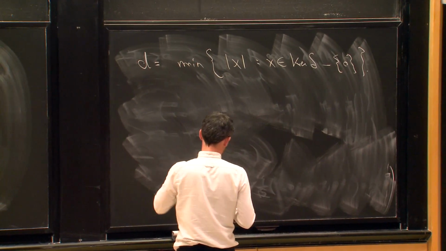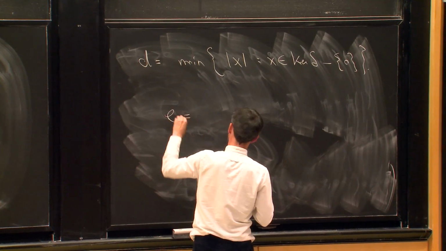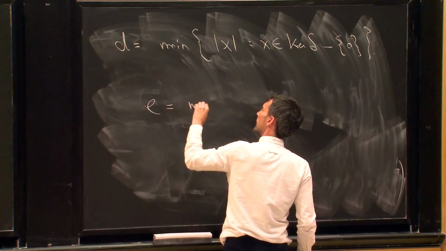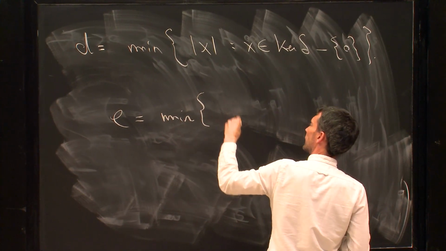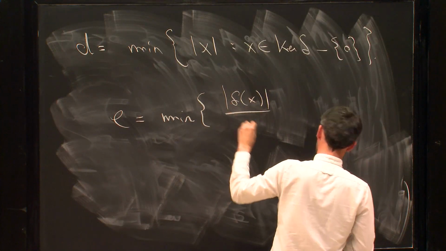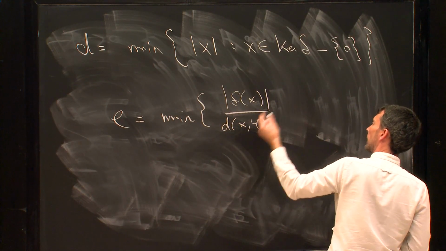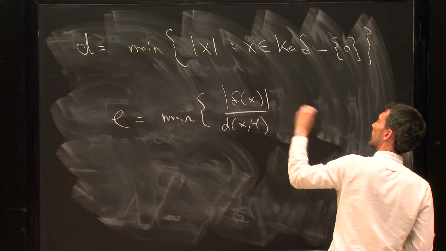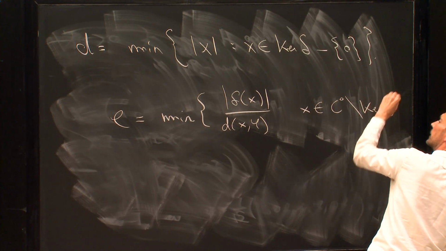I will define here, let me copy, sorry, I will copy the rho here in case it gets erased later. So rho is the minimum of, I can define this local testability parameter as the minimum of the ratio of the image of an x divided by the distance of x to the code for all x's that are not in the code, otherwise I'm dividing by 0. So x in C0 minus kernel delta.